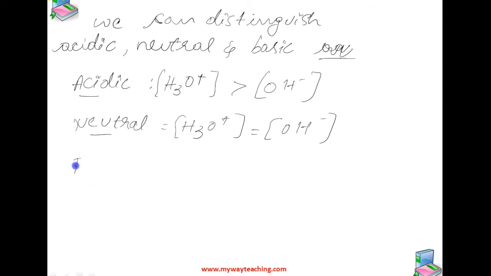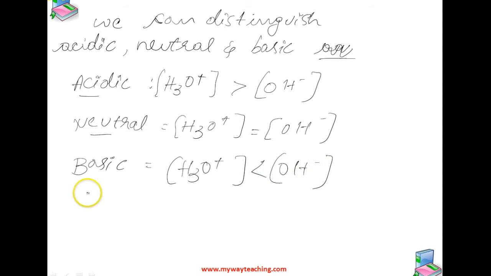And the next one is basic: H3O plus is less than OH minus. Okay, so this is about the ionization constant of water and its ionic product and how we are distinguishing acidic, neutral and basic aqueous solutions using water.